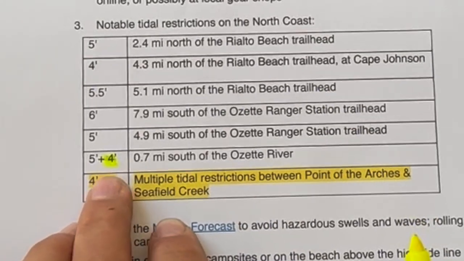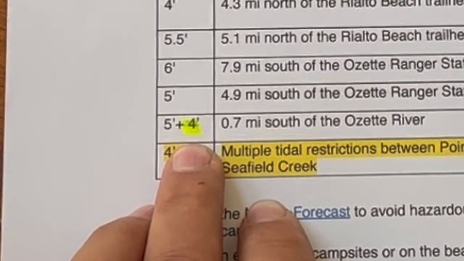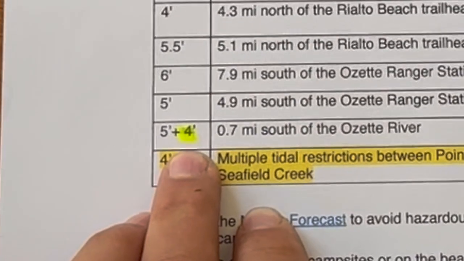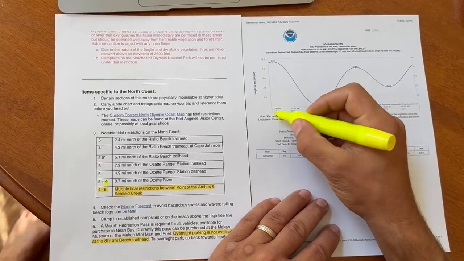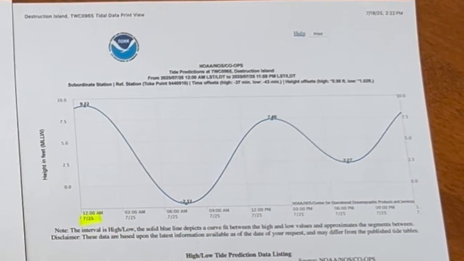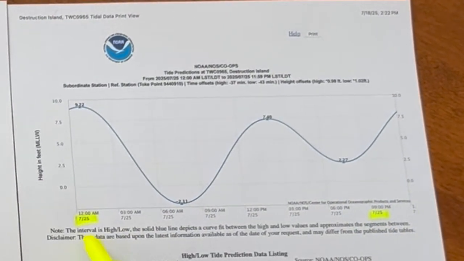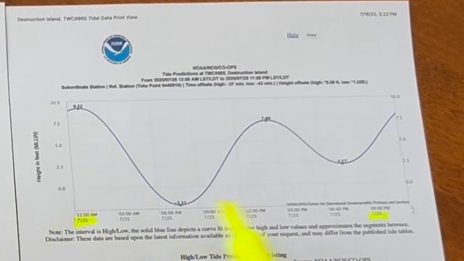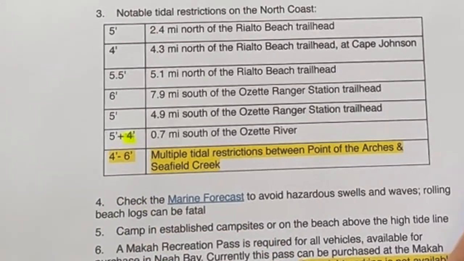4 foot. I need the ocean to have a tide of 4 foot or less in order to make it past this point. And I plan on hiking it on the 25th of July. So this is a 24-hour period for the 25th of July from midnight to midnight. And my safe tide is 4 foot.